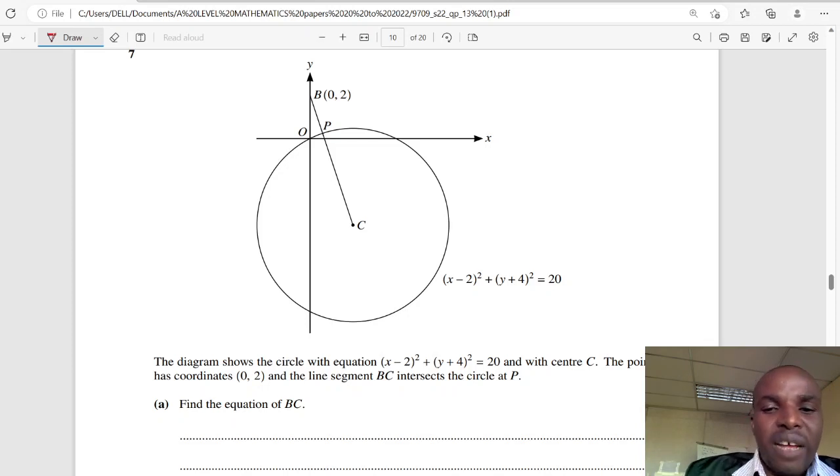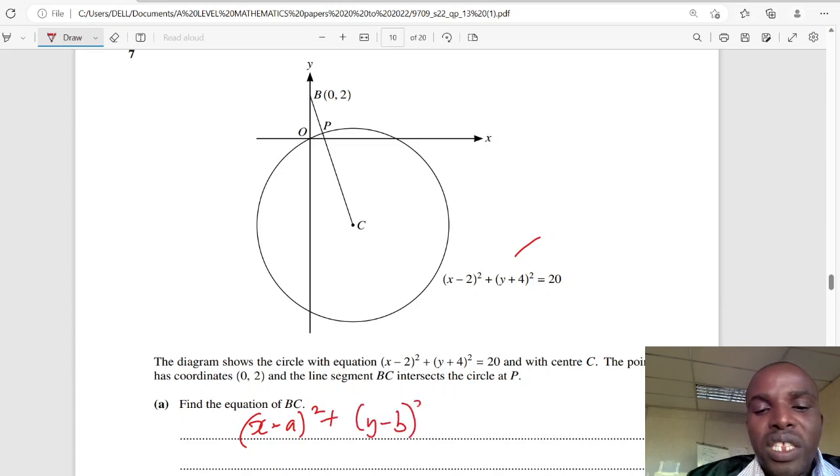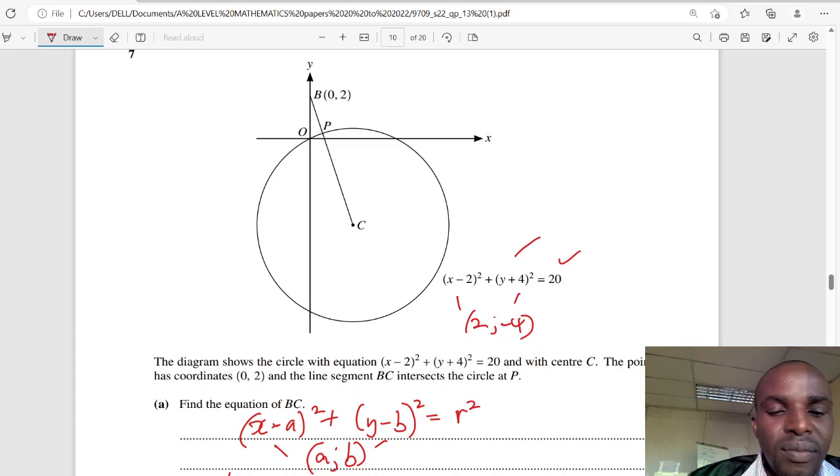First thing, you must find the center. Center of a circle. This one, the equation of the circle. So equation of the circle is x minus a squared plus y minus b squared is equal to r squared, right? Where a and b represent the center. So in this case, based on this equation, you can see your a and your b is actually 2 and minus 4, right? So center is 2 and minus 4. That's the center of a circle.